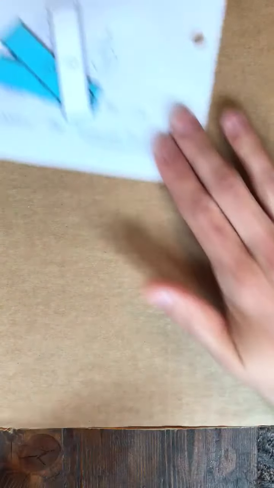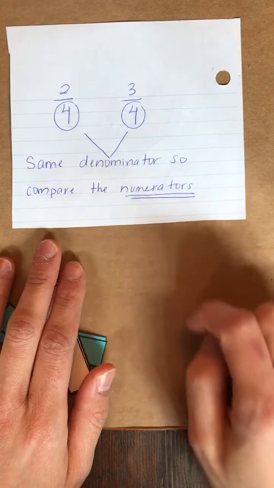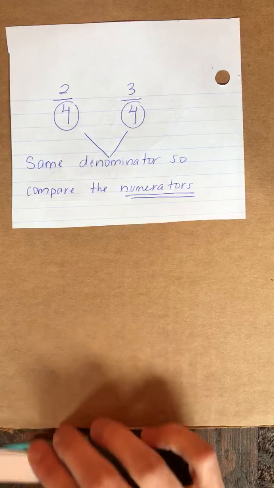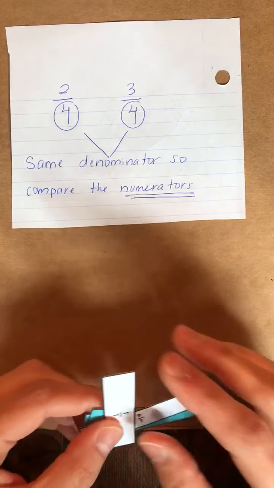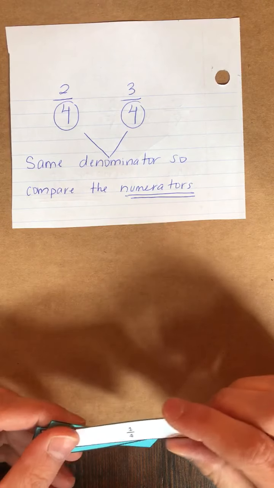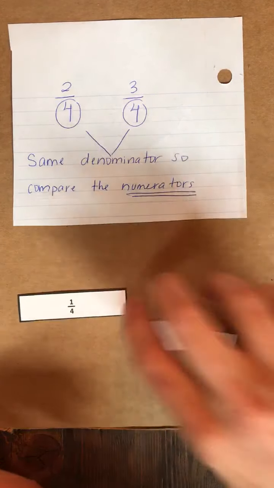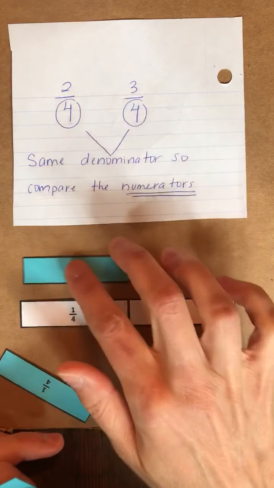Okay, the second strategy that Mr. Terry talked about today was when our fractions have the same denominator. So our numerators are different, but our denominators are the same. If our denominators are the same, that means our pieces that we cut our whole into are going to be the same size. So I need to build 2/4, and then I need to build 3/4.